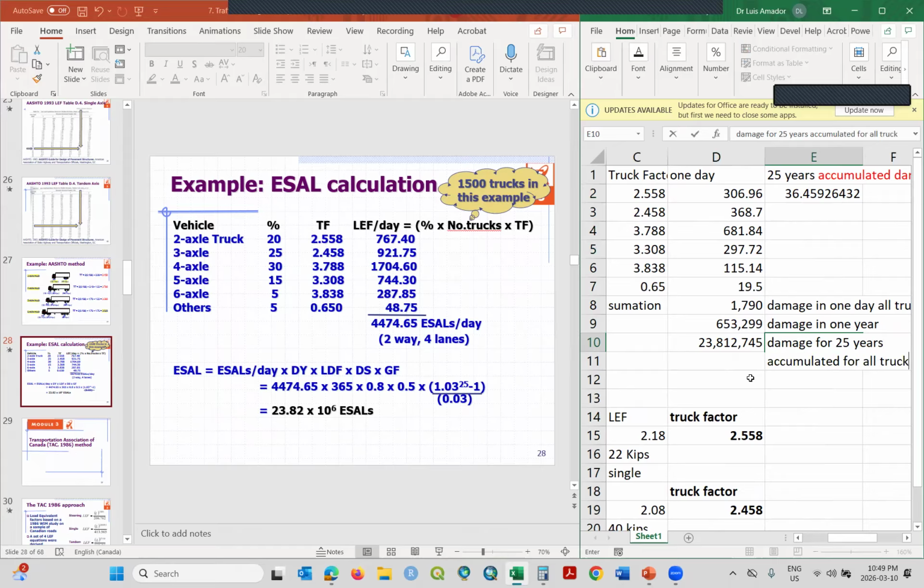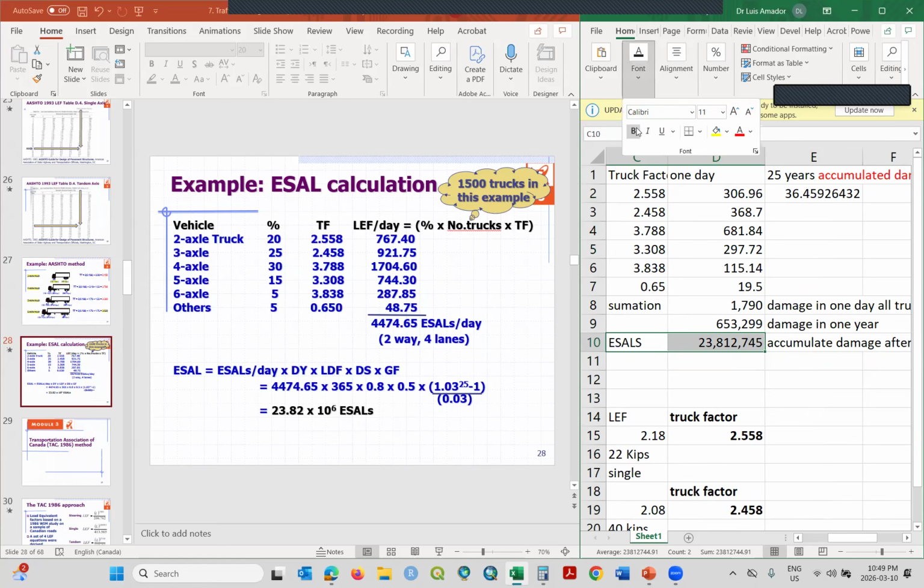for all trucks. So let's put it this accumulated damage after 25 years from all trucks. And this is what we call ESALs. Okay, I'm going to stop here. Questions? Okay, I don't hear anybody. I presume there are no questions.